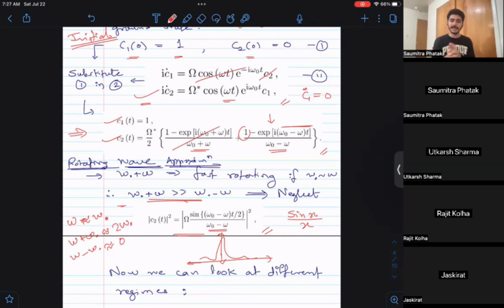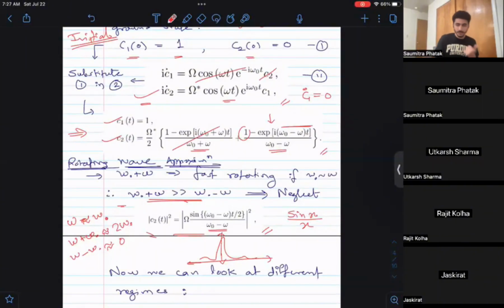Basically what this is saying is, if your applied frequency is exactly the same as the resonance frequency, you will get the maximum interaction between the first and the zeroth level, or the first and the second level. As you go away from resonance, you will still get interaction, but the interaction will drop. How the interaction drops, as a function of frequency, is given by this expression, which is basically a sinc function.